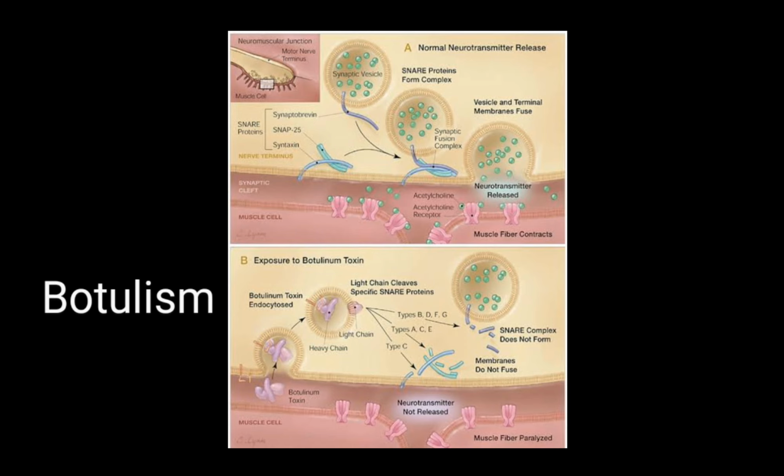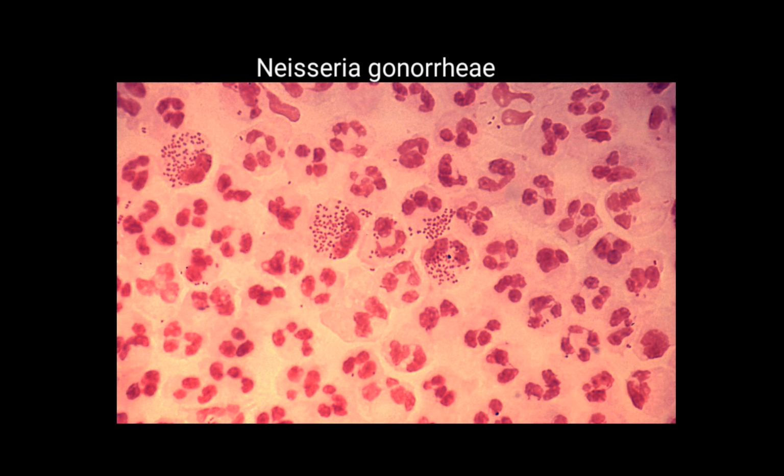Basically, synaptobrevin is involved. Membranes are not able to fuse, so neurotransmitters are not released. Like acetylcholine is not released in botulism. In tetanus, glycine and GABA are not released. Inhibitory neurotransmitters are not released. Then we are done with the gram positive ones, important images.